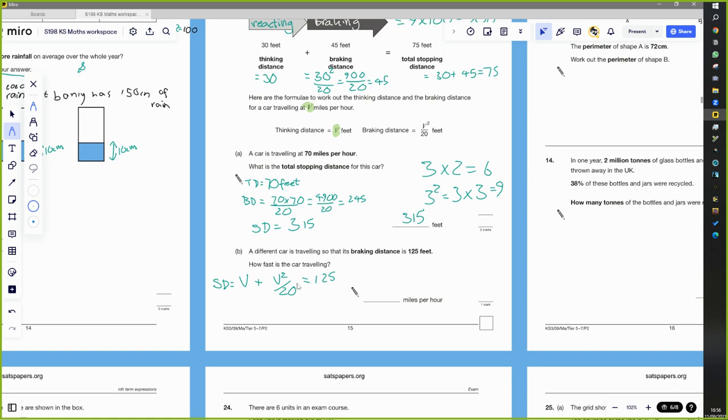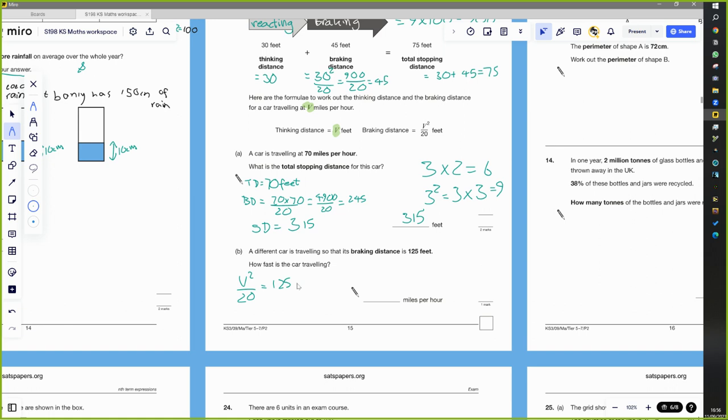So v squared. Oh, wait, no. Okay. I was going to say that did seem really hard, and I was just wondering if there was a trick. Luckily, it's not that hard. It says the braking distance is 125. If it was a stopping distance in total, that would be much harder. Okay, just the braking distance, right? So v squared over 20 is what the braking distance is. In this case, it's 125 feet.